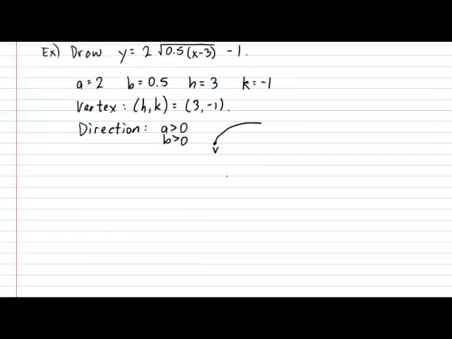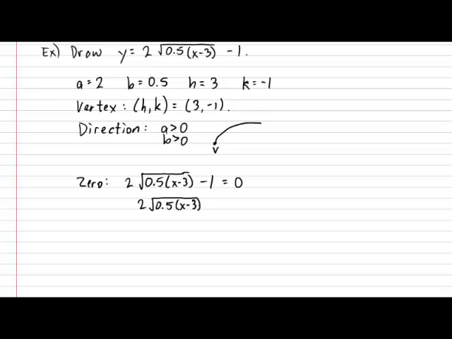Next, let's calculate the zero of this function if there are any. So, to calculate the zero, all we have to do is set y equal to 0 and solve for x. So that gives us 2 multiplied by the square root of 0.5 times x minus 3, minus 1 equals 0. First, let's isolate the square root expression itself. So this will give us 2 multiplied by the square root of 0.5 times x minus 3 equal to 1.